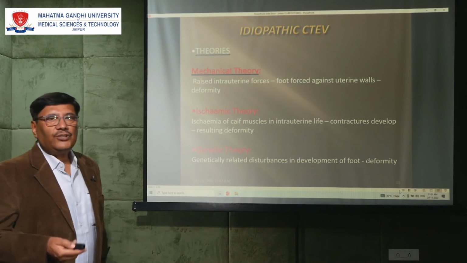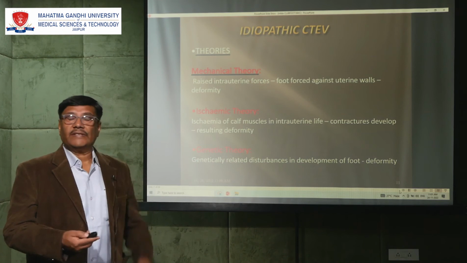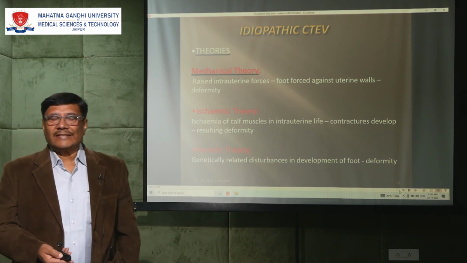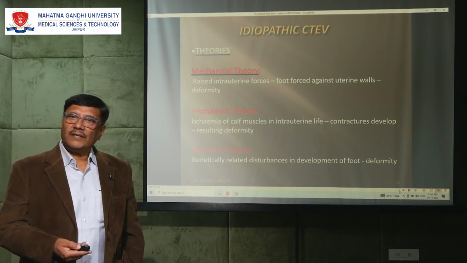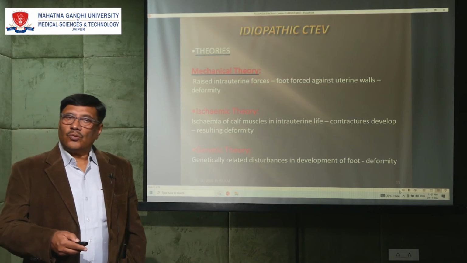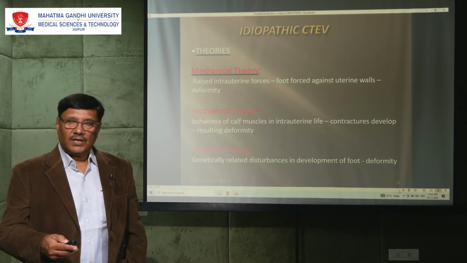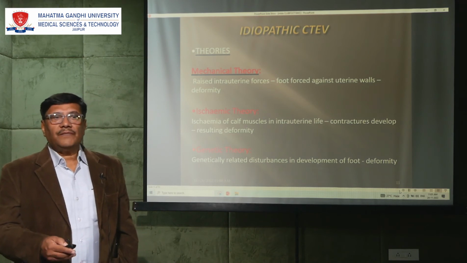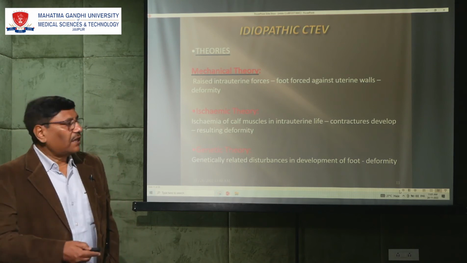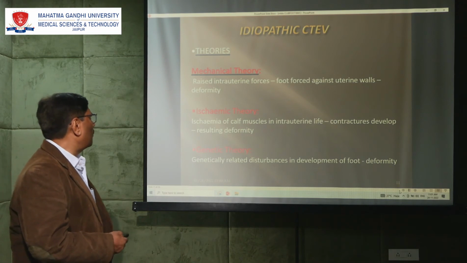Now, why is the idiopathic foot caused? What is the etiology? So 3 theories have been proposed for how the clubfoot is caused. The first and the foremost is the mechanical theory. It says that there is increased intrauterine pressure. So what happens? The fetus has its feet against the uterine wall, and when this foot is forced against the uterine wall, it will take up an equinus and varus deformity.